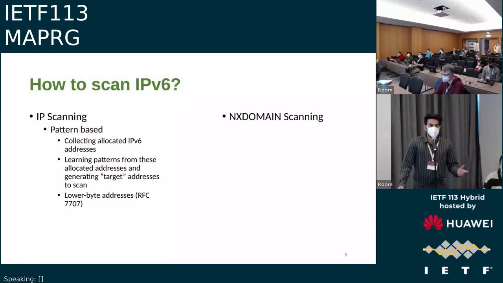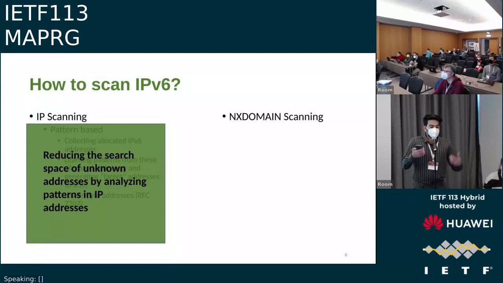So given that this IPv6 space is so large, how do you even start to scan it? Right now, there are two major techniques that you can use. One is called IP scanning, and the other is called NX domain scanning. In IP scanning, you go to public sources of IP addresses like DNS zone files, Tor relay consensus data or NTP public servers. You get all these addresses, you try to figure out patterns in them, and then you generate newer target addresses to scan. So by learning patterns in these IP addresses from public sources, you reduce the search space where you want to look for newer IP addresses.